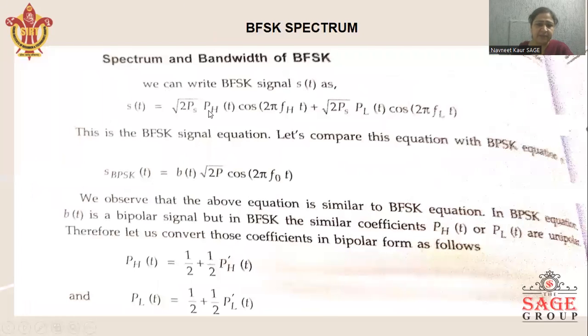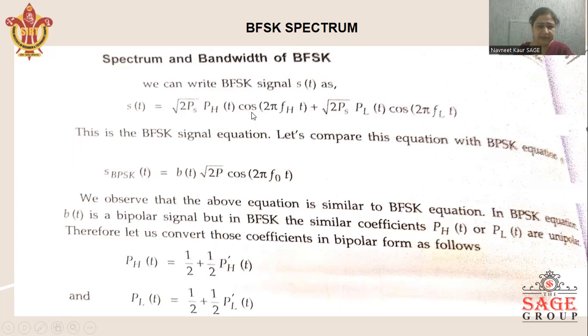Now, we can write the BFSK signal according to the block diagram as root 2P PH(t) cos 2π fH t plus root 2P PL(t) cos 2π fL t. Now, we know that PH(t) and PL(t) cannot be 1 at the same time. Either PH(t) will be 1 and PL(t) will be 0, or PL(t) will be 1 and PH(t) will be 0. So, we will have either one equation, whether the carrier will be transmitted at high or at low frequency, depending on the message signal.